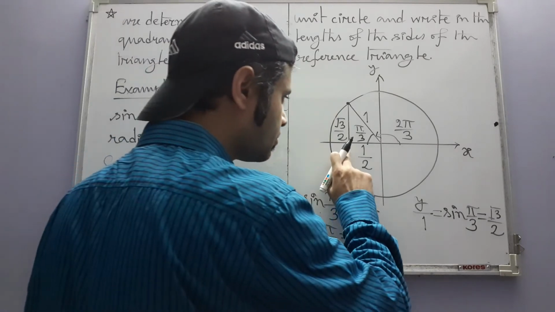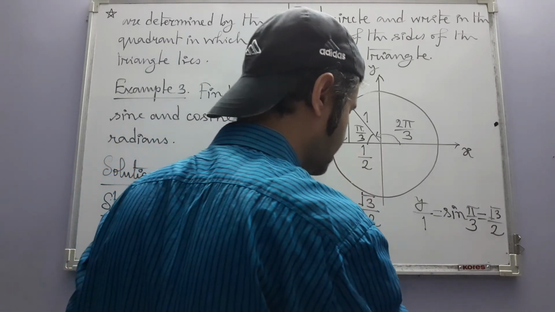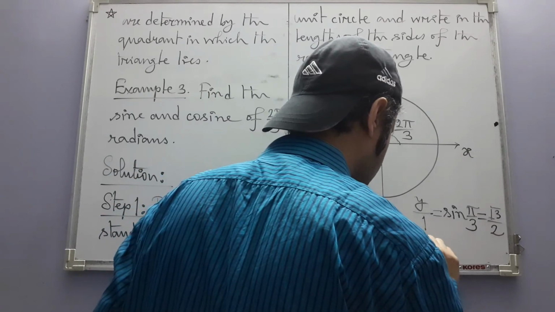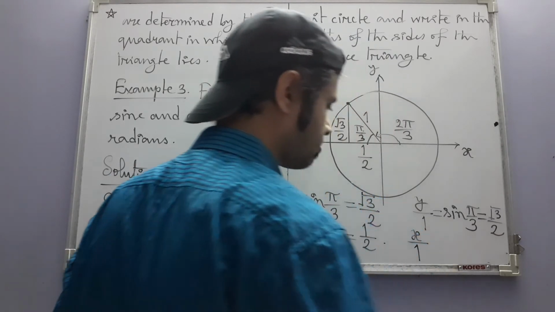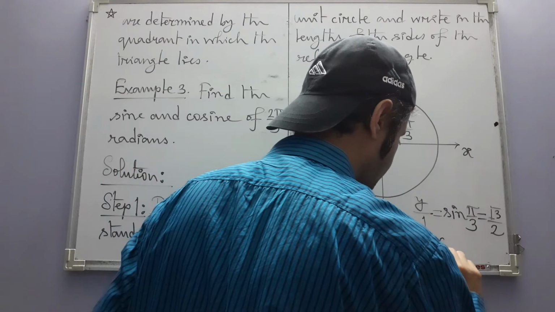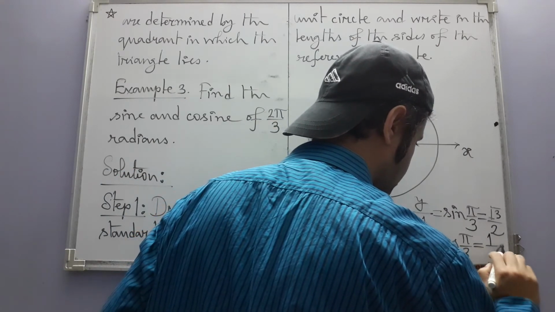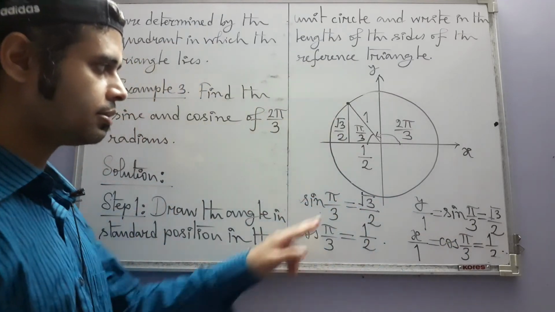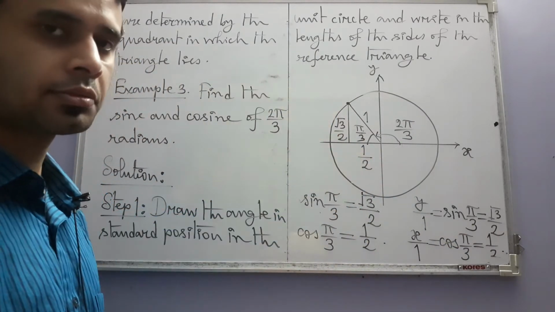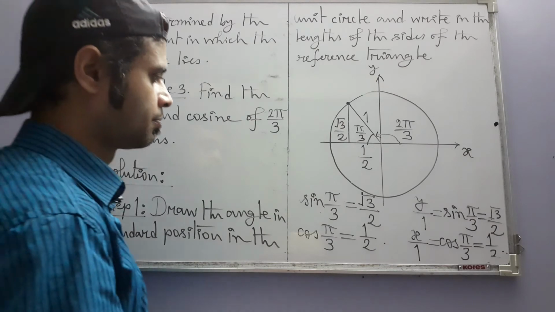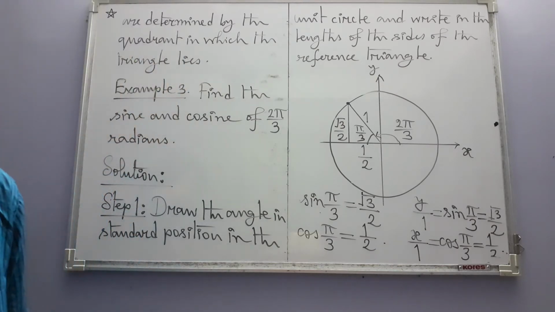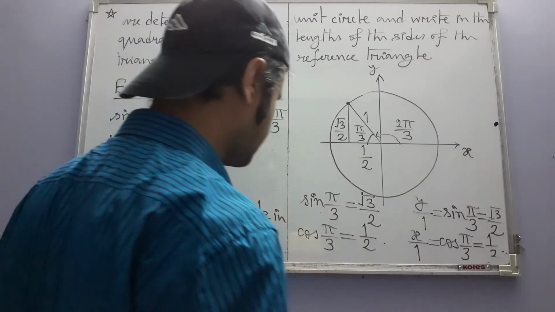Similarly, if your base length or adjacent side length is x, then x divided by hypotenuse is cos pi by 3, so that is 1 over 2. So that's how you get these side lengths. Okay, so we have now seen exactly how to find the side lengths.